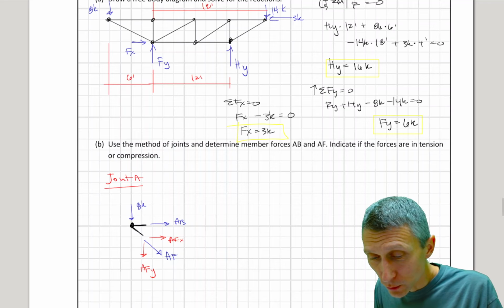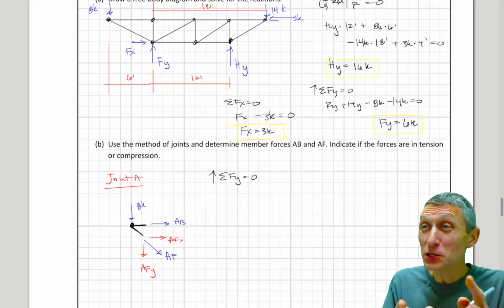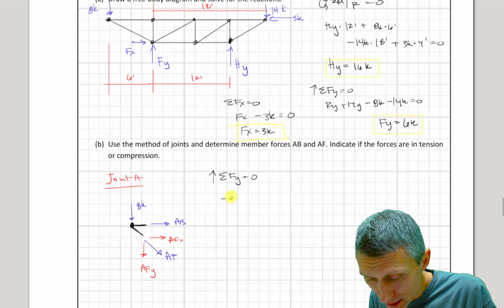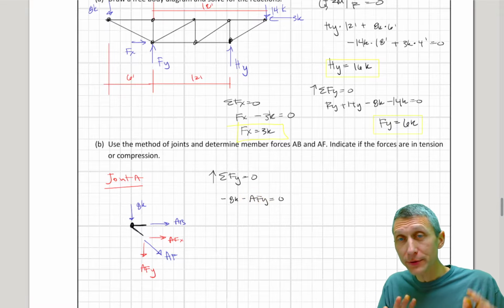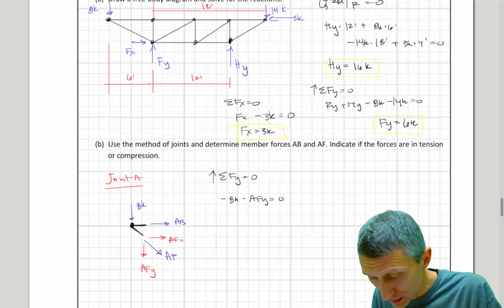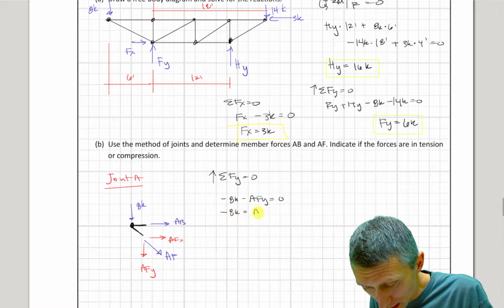So what that informs me is I'm going to start by summing forces in the vertical direction. Sum of the force in the y direction equals 0. And when I do that, what I see here is minus 8 kips minus AFY equals 0. Now I've been doing some fancy math, but this hopefully isn't too crazy. If I take the AFY and add it to the other side, minus 8 kips equals AFY.